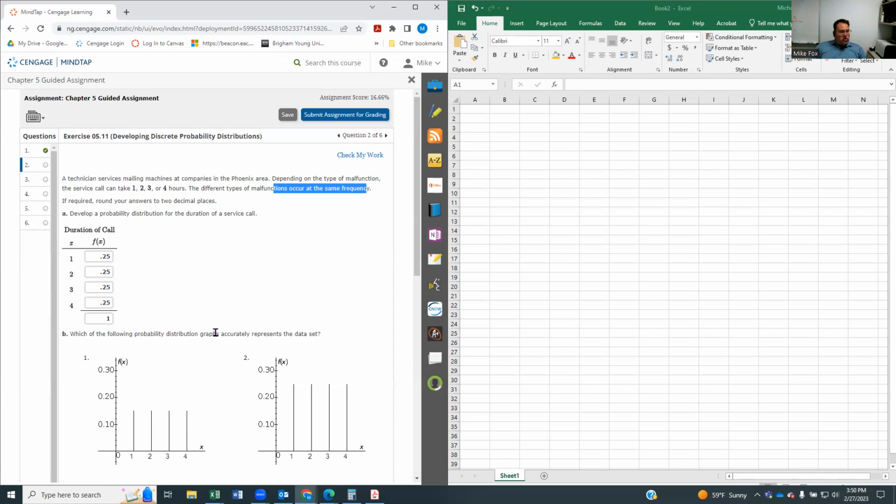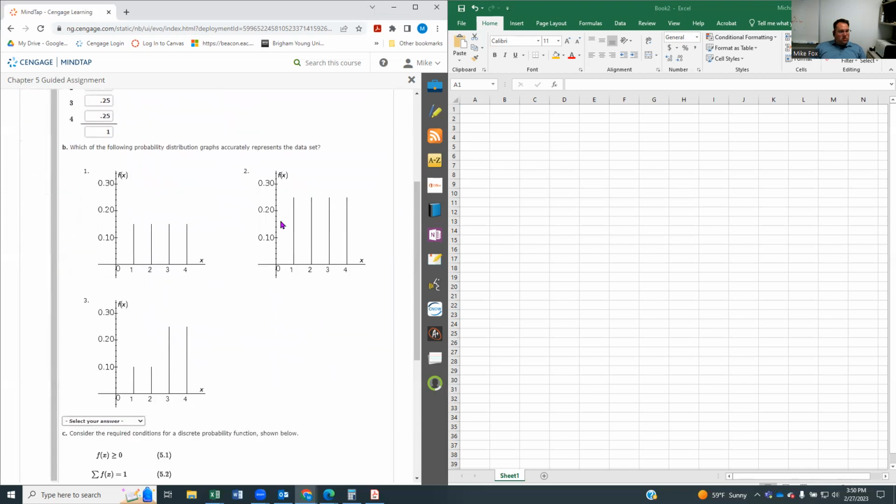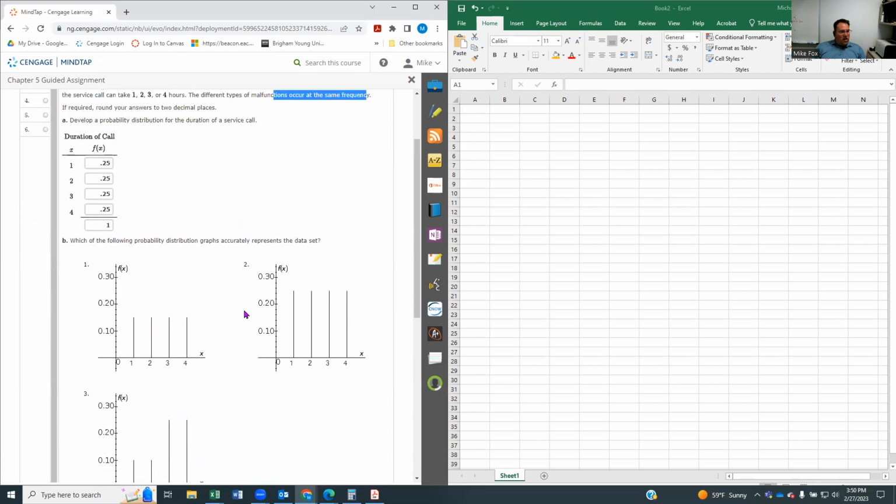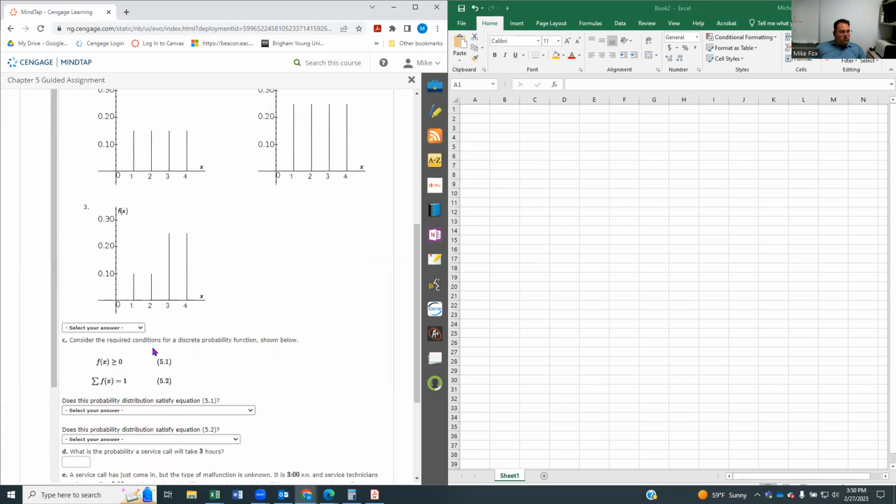All right, and then it asks us which of the following probability distribution graphs accurately presents this data set. And so again, we would be looking for something where they're equal all the way across. So that would exclude 3, and then it would be something between 20 and 30, right? So those are 25% each, so it's going to be number 2.